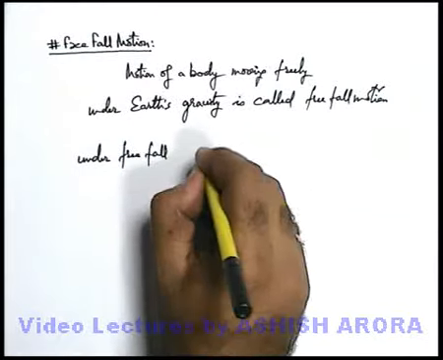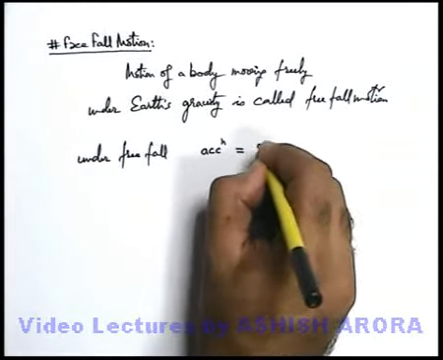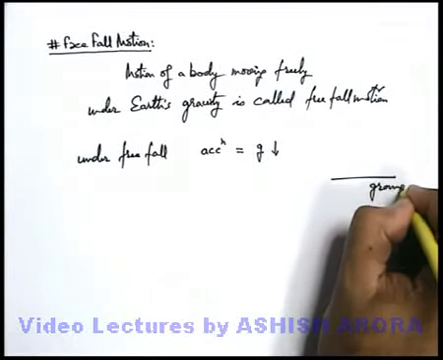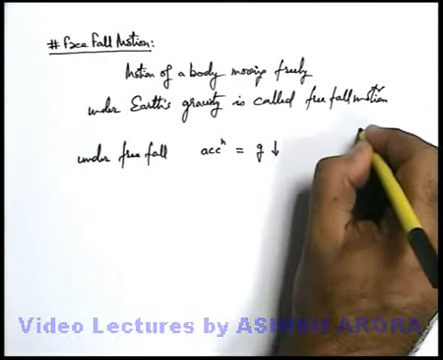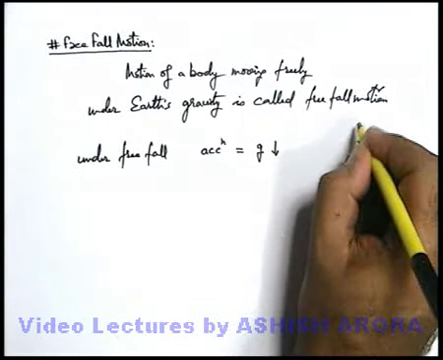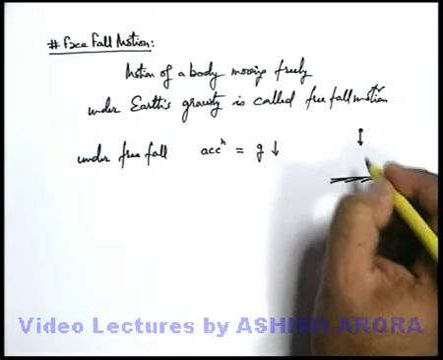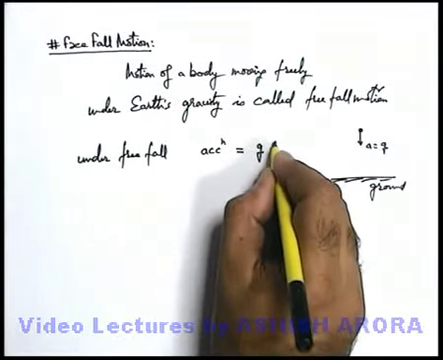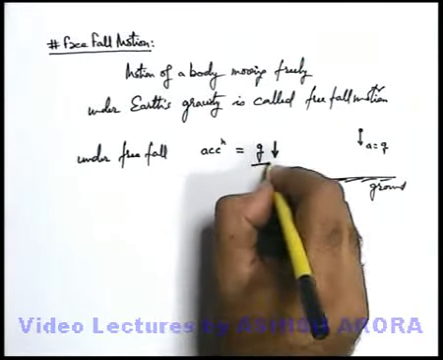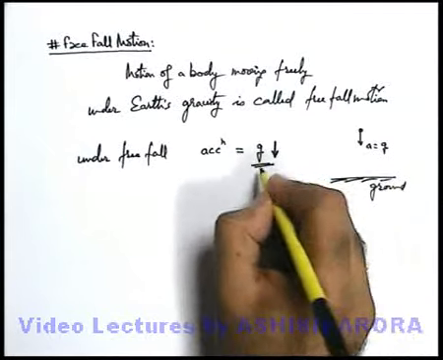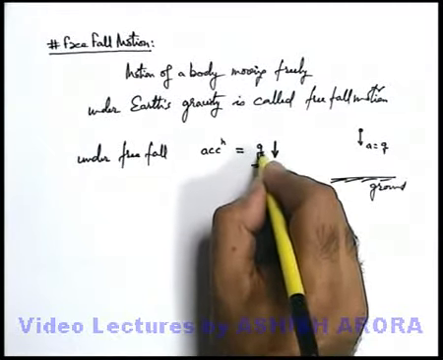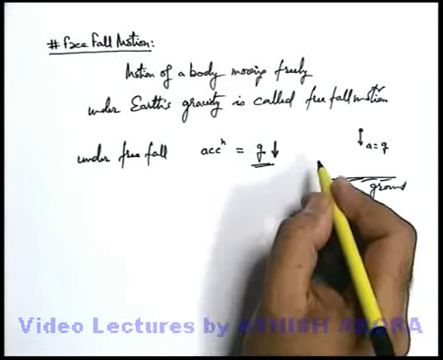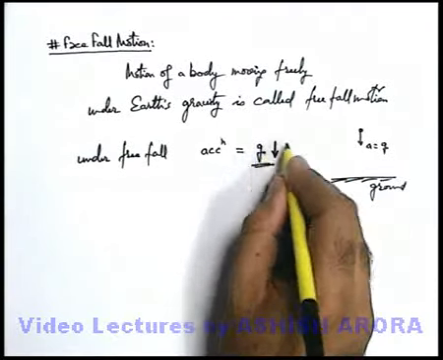Under free fall, acceleration is always taken as g in downward direction. Because we know very well that if there is a ground and a body is released above the ground, it will experience a downward force which is equal to the weight of the body. And due to the weight, it will fall with an acceleration g. So freely falling bodies near the Earth's surface are always considered to have constant acceleration g in downward direction. In all the speed equations, we can replace the acceleration by g.